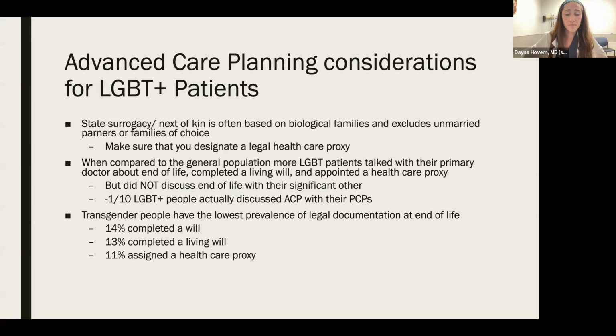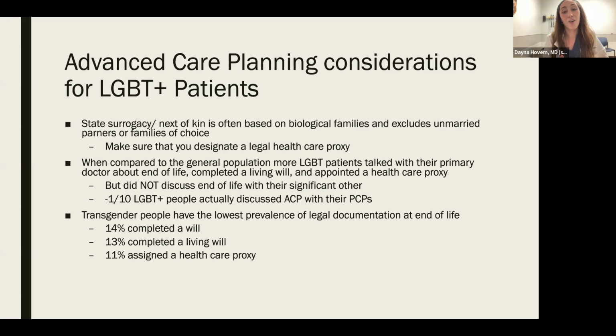They did a study where they looked at LGBT patients and how often they were talking about end-of-life issues with their primary care providers as opposed to the other people who don't identify as LGBT. And they found that LGBT patients actually talked with their doctors about end of life, made a living will, and appointed a healthcare proxy more than the general population. So kudos there. But what they did find is that our LGBT patients were not discussing this with their significant others. And it's not really clear why, but knowing this information, I would take it back and make sure that you are having those types of discussions with who's important to you.